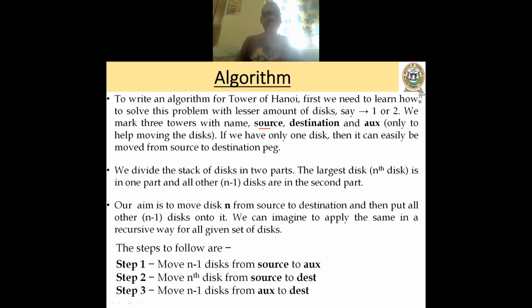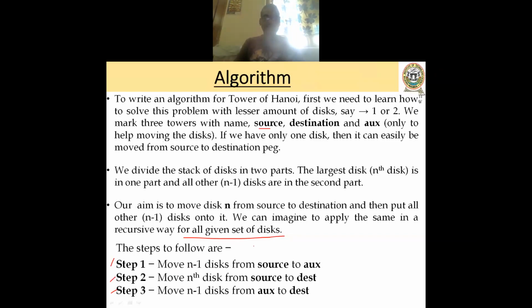So our aim is to move the disk n from the source to the destination and then put all other n minus 1 disks on top of it. So we can imagine applying the same in a recursive way for all given sets of disks. So these are the 3 important steps that are required to solve this Tower of Hanoi problem having n number of disks.